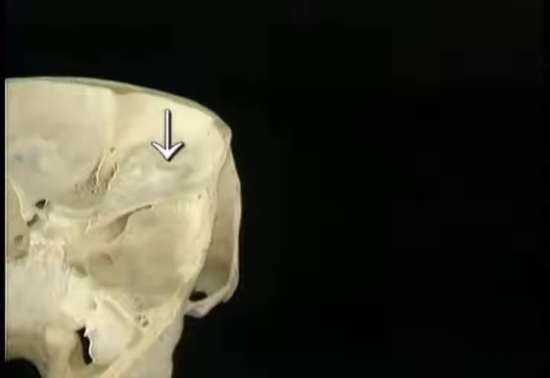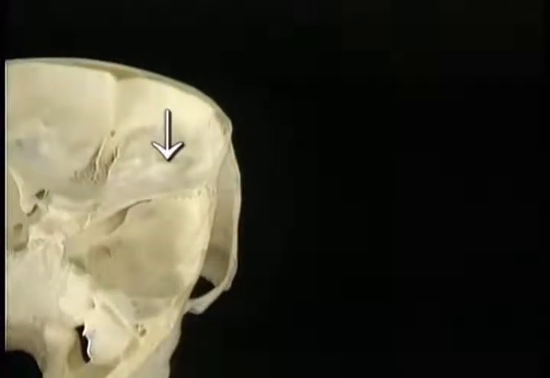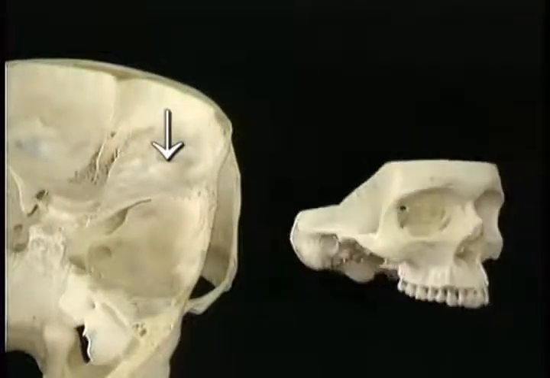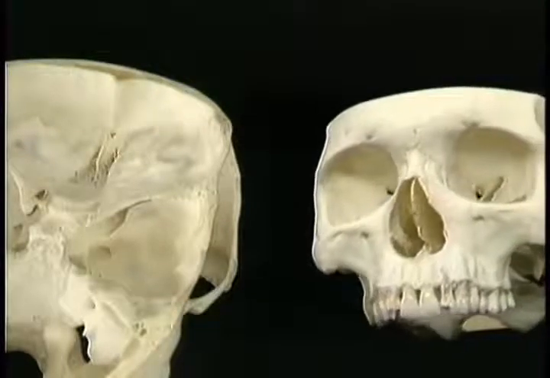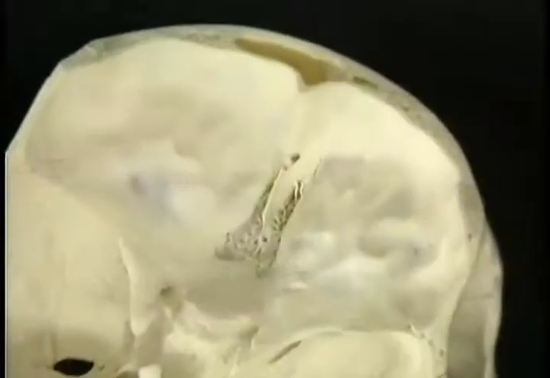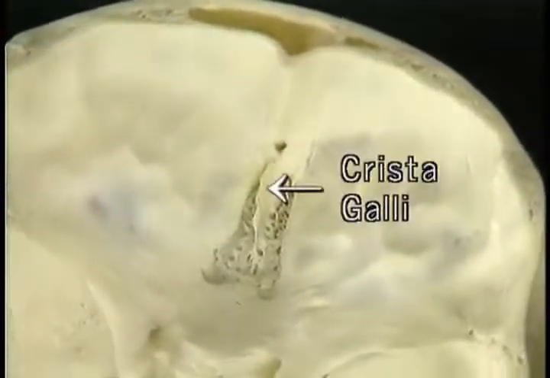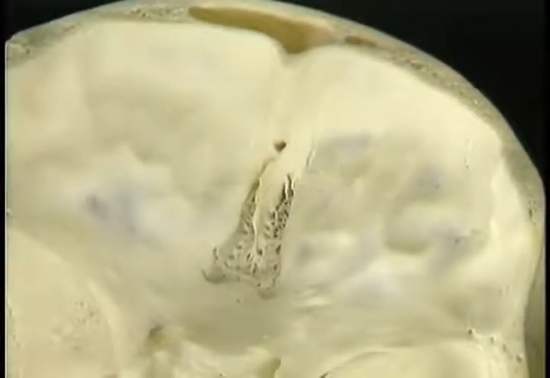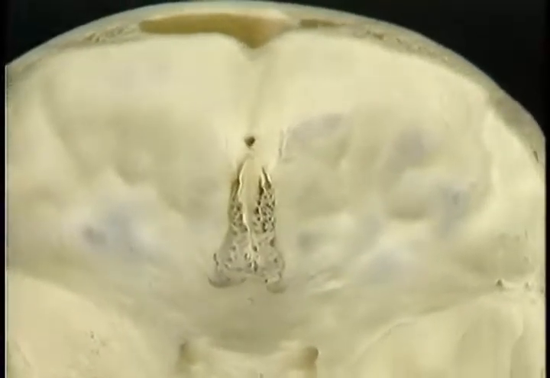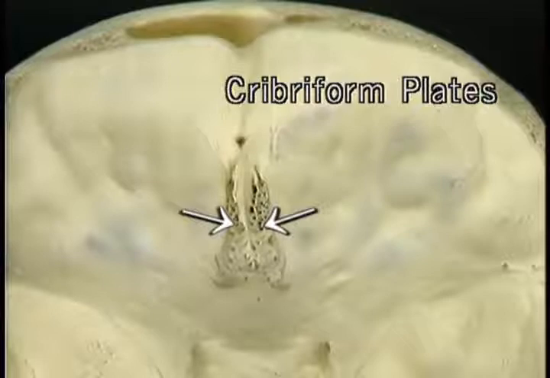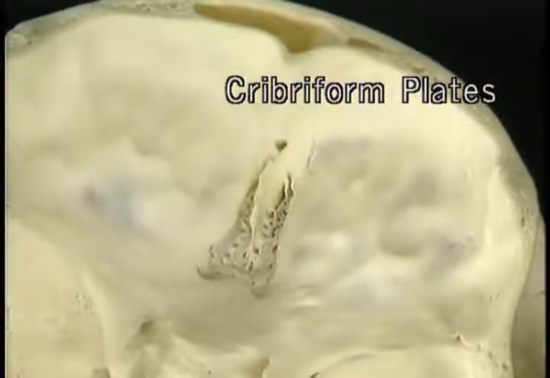The bone that forms this upward bulge in the floor of the anterior fossa is the same bone that forms the roof of the orbit. This crest in the midline is called the crista galli. On either side of it is a depression, the base of which is formed by these small areas of thin perforated bone, the cribriform plates.